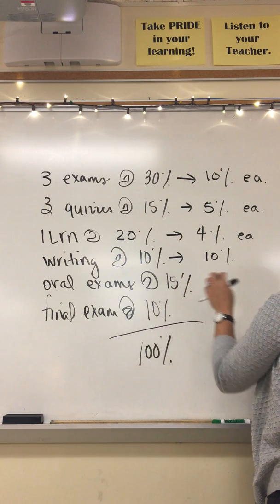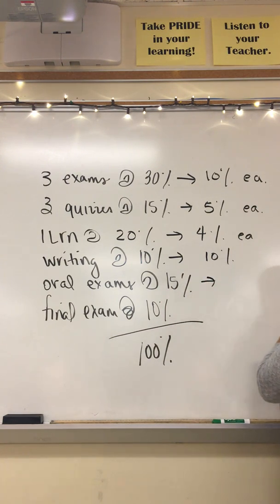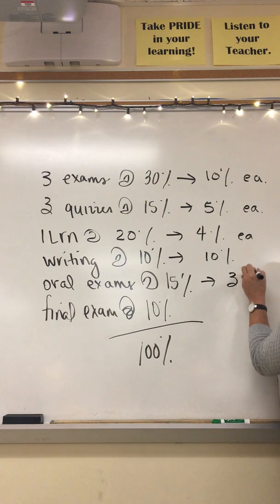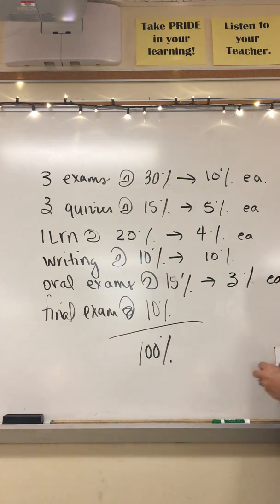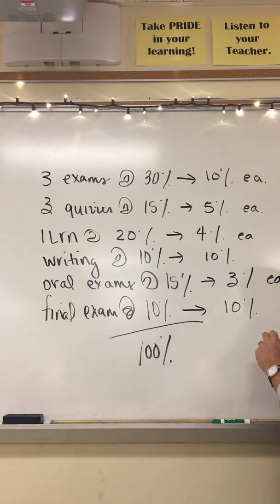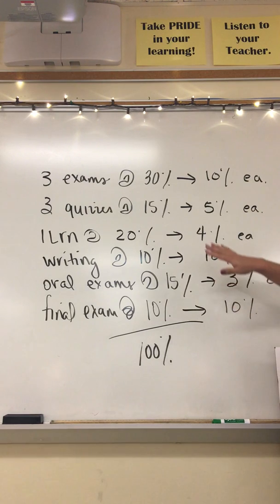Then we have oral exams. Your oral exams are a total of 15%. There are 5 orals, which means each oral is worth 3%. And then you have 1 final exam for 10% of your final grade. All right, so here's your grading breakdown on the syllabus. Here is each individual assignment broken down by percentage of your final grade.